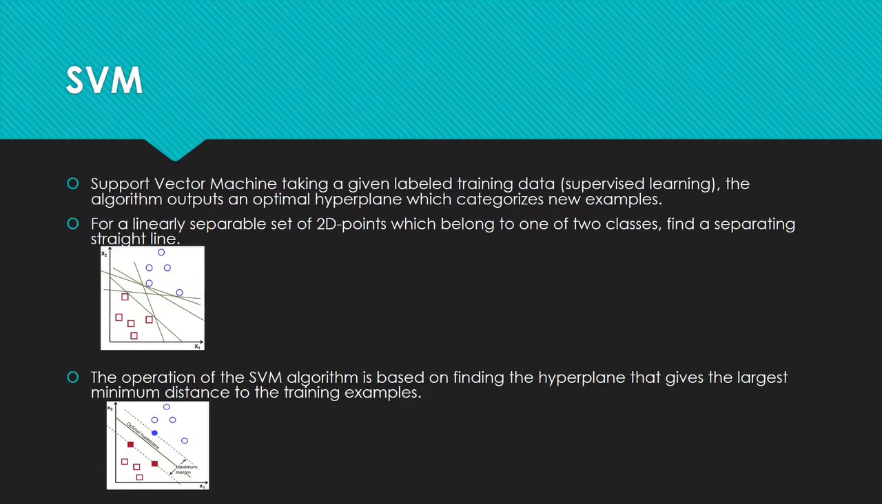Now moving on to the biggest step, classification: SVM, support vector machine. Given labeled training data, the algorithm outputs an optimal hyperplane which categorizes new examples. For example, consider a simple linearly separable 2D set of points, classified into two classes as shown in the figure here. We have to find a separating line, and there are many lines as you can see here. But the operation of the SVM algorithm is based on finding the hyperplane that gives the largest minimum distance to the training examples. This is the optimal hyperplane found by the SVM algorithm.